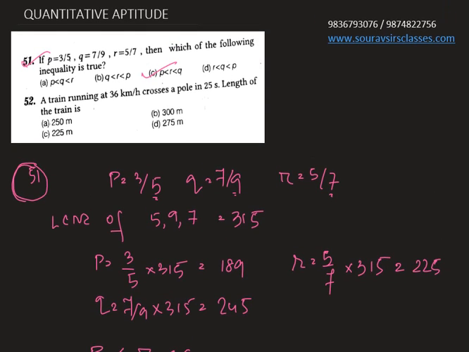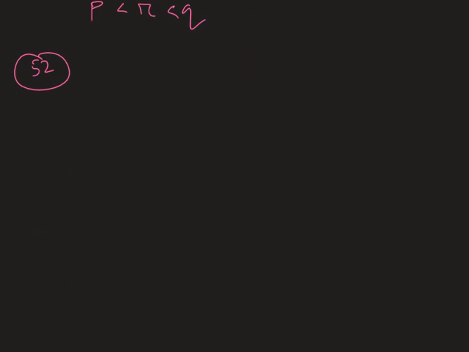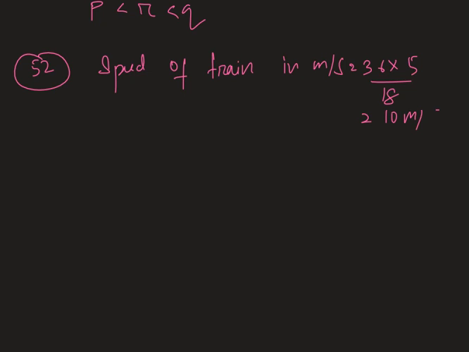A train running at 36 km per hour crosses a pole in 25 seconds. Now we have to find the length of the train. Okay, so the speed of the train in meters per second is 36 into 5 by 18, which means 10 meters per second.